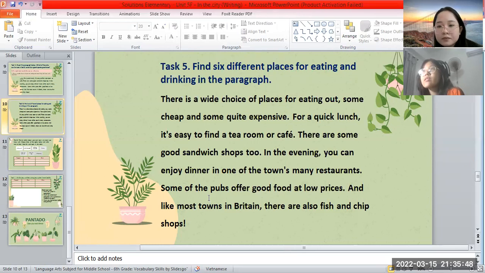We can drink in the quick lunch. Okay, so quick lunch is kind of lunch. It's not a place. Okay, quick lunch. Yeah, you know.